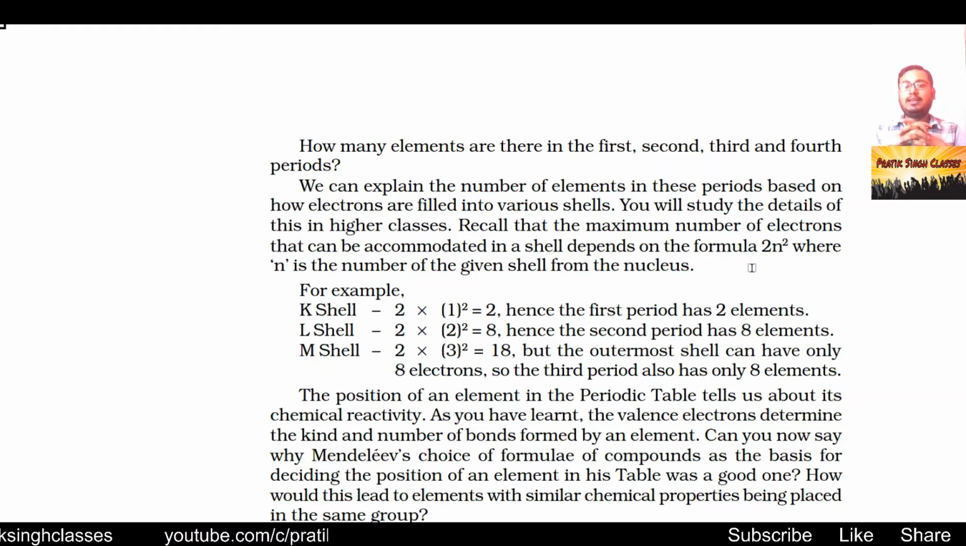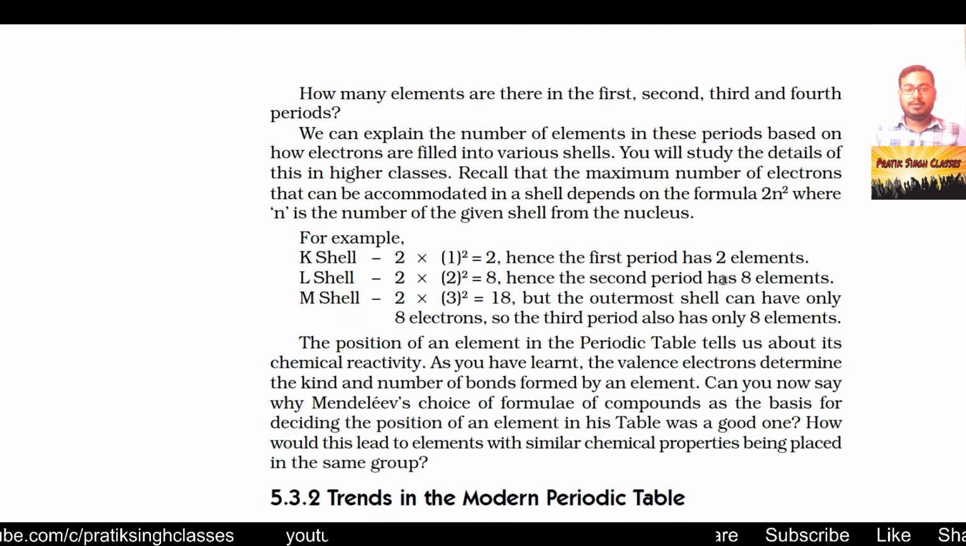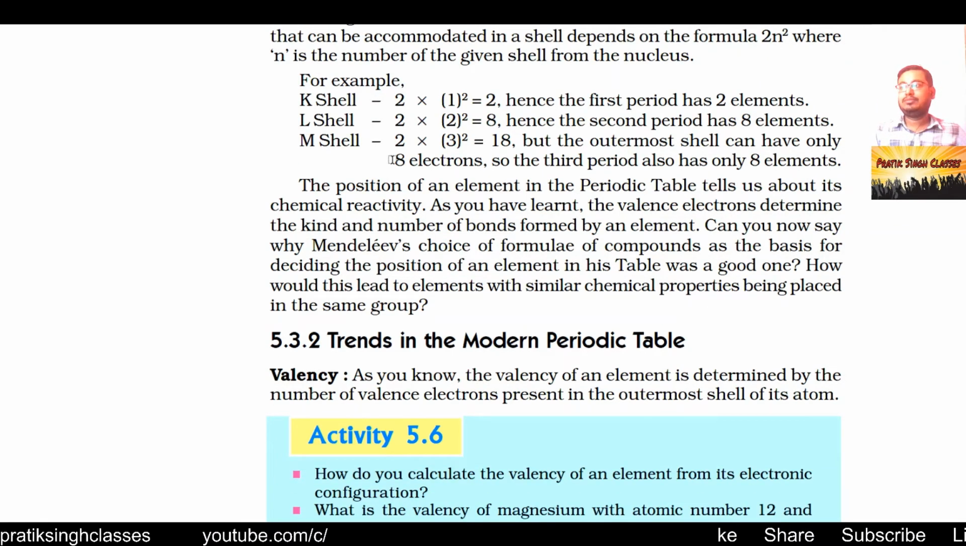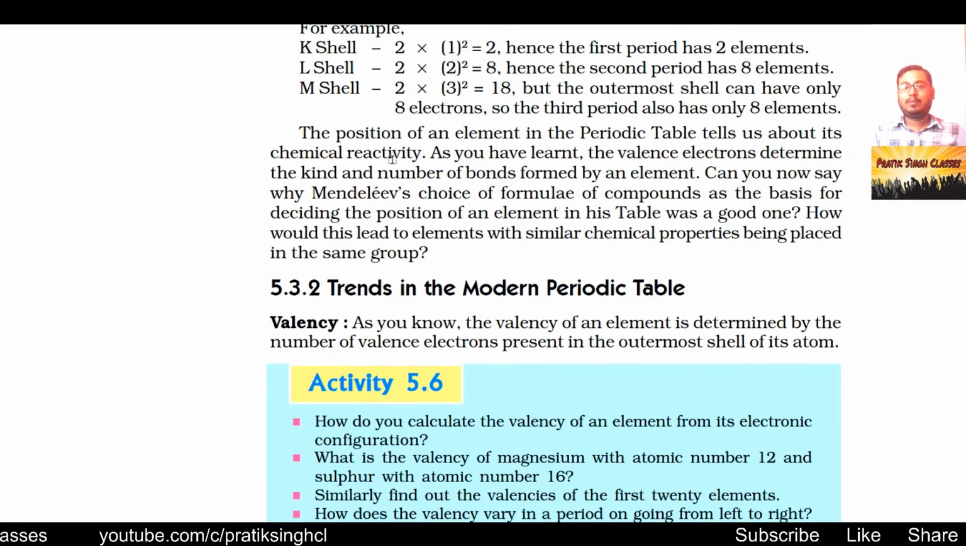That means in all the elements of the first period, there will be 2 electrons in the outermost orbit at maximum. It can be empty, it can be 1, or a maximum of 2. Likewise, in the outermost orbit of L cell elements, there will be a maximum of 8 electrons occupied. So it can be empty, or it can be 1, 2, 3 up to 8. Likewise, for elements whose outermost orbit is the M cell, 18 electrons can be occupied at maximum.